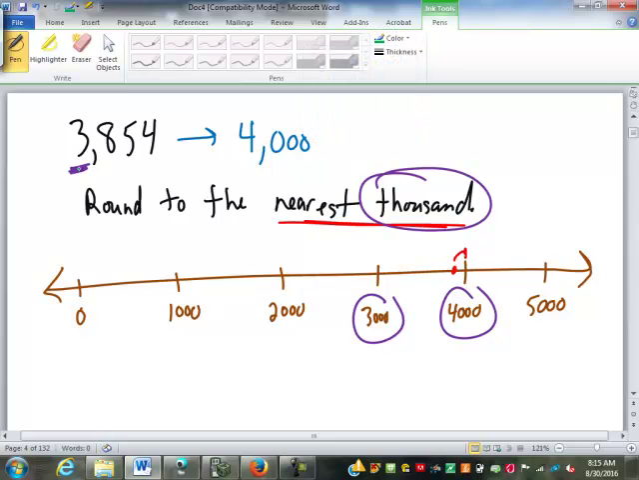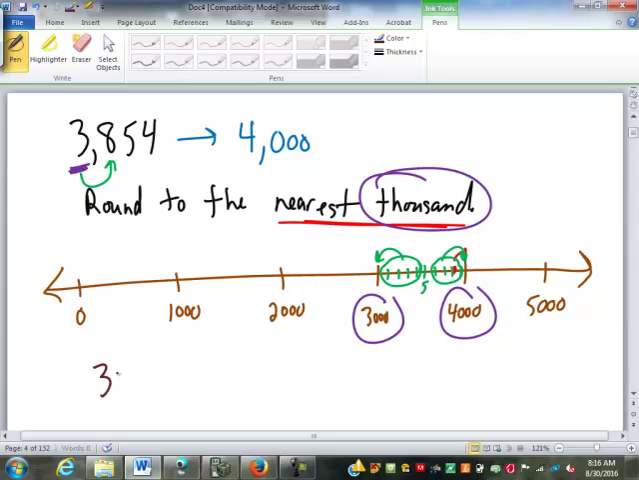To do that, we look at the next digit, which is the 8. Now, 5 being right in the middle, 1, 2, 3, and 4, of course, would have been closer to the lower one, the 3,000. 6, 7, 8, and 9, of course, would have been closer to the higher one, the 4,000. So that tells us whether we go down to the smaller one or up to the next one. 8 is obviously closer to the top, so it goes up to 4,000.